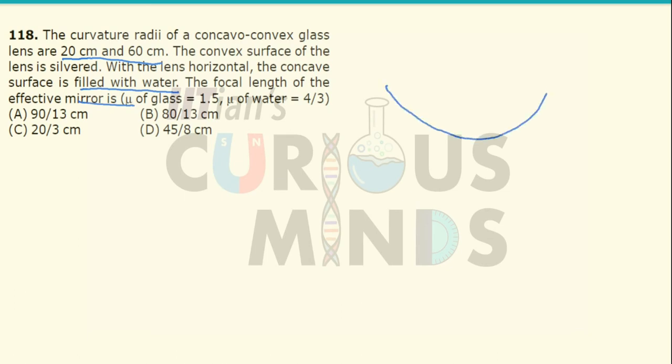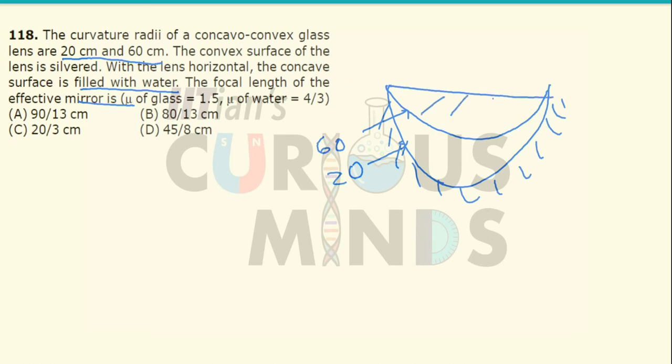Understand that there is a concavo-convex lens. Now the concave side has a radius of curvature of 60, and the convex side has a radius of curvature of 20, and the convex side is silvered, and the concave side is filled with water. The refractive index of the water is equal to 4 by 3. The refractive index of the glass is equal to 3 by 2, that is 1.5.